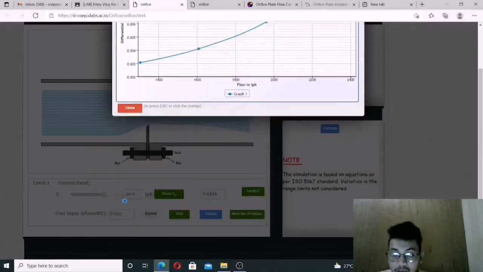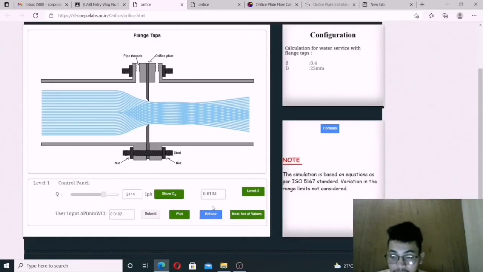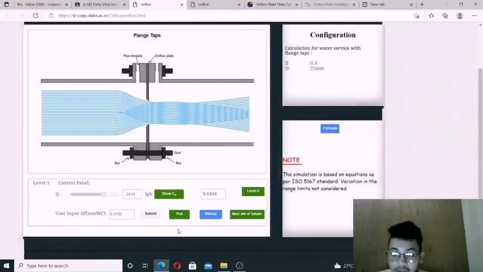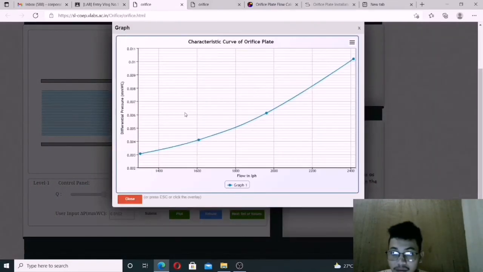Now let's move to level 2, since we already unlocked it. In this level 2 we are going to change the service on flow measurement. So for example, we are going to select the steam, so it changed into steam. So we now click configure, yes. Now as we can see here, we have the plot of the volumetric flow rate on our abscissa, and the differential pressure on our ordinate.